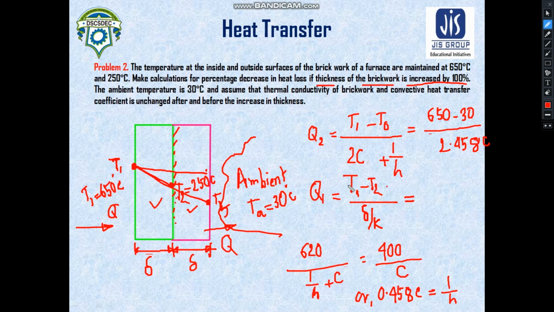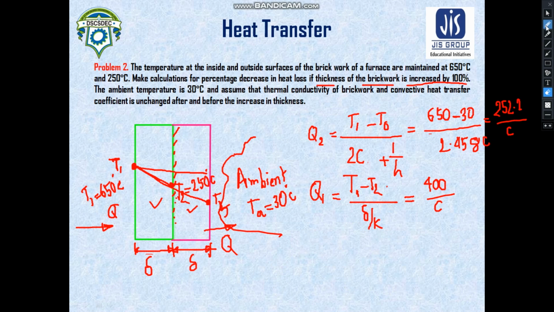Okay, so we know that T1 is 650, we know T2 is 250 degrees Celsius, and if we relate these two, then we will get 400 by C. So this Q1 can be calculated as 400 by C, and we are doing this calculation since I remember that I also need to do this calculation, and this result will be found as 252.2 divided by C. So please recheck it once, because there may be some problems regarding the calculation part, but the concept is absolutely okay.